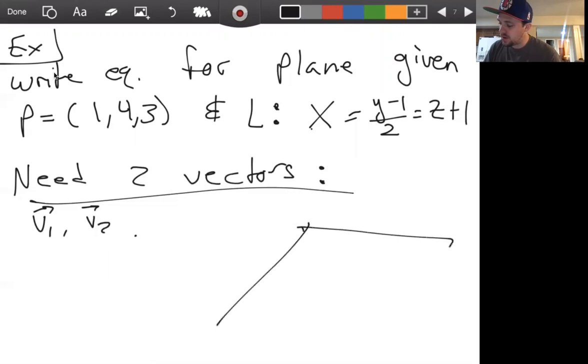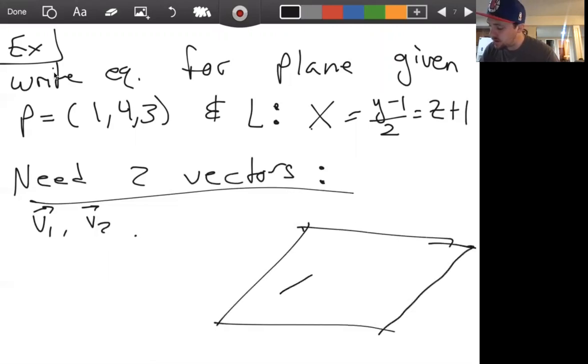Let's draw a picture of what we have. We have a line, L, and a point, P. Conveniently, we can pick a point on this line L. Remember, to find an equation of a line, we need a point and a direction vector. So this line should be equipped with some direction vector. And we can say that the direction vector is V1.